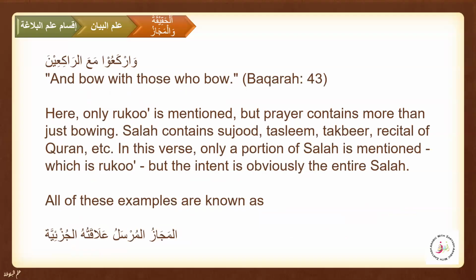Then we have another example: وَارْكَعُوا مَعَ الرَّاكِعِينَ, and bow with those who bow. Here in Surah Baqarah, ayah number 43, Salah includes sujood, recitation, and all the other things that we do in our Salah, the taslim, but not only ruku. Bowing is mentioned, a part that stands in for the whole act of the prayer. So, what's happening in each case is that the juz, a part, stands in for the whole. And that's why we call this style majazun mursalun alaqatuhu al-juziyya, because only a part, a juz of the whole, is mentioned.